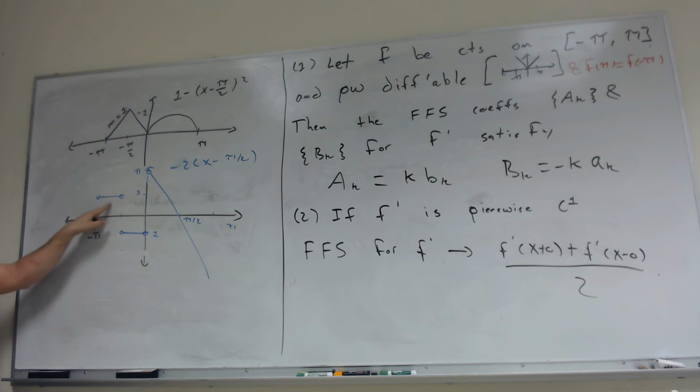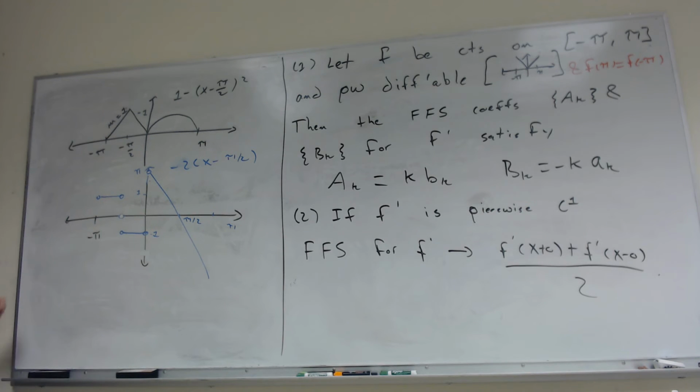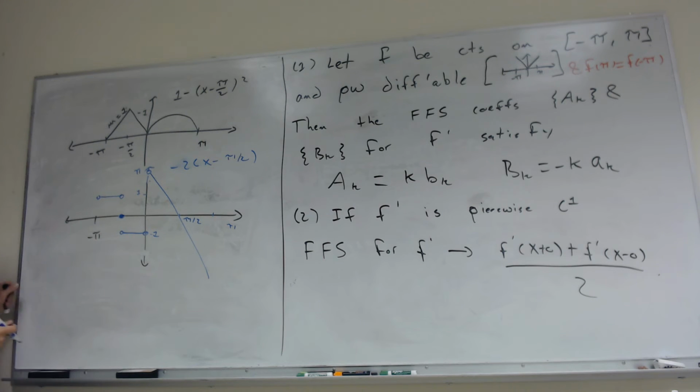Okay, so where the derivative is continuous, the Fourier series will converge there. Here's a jump discontinuity. It's 1 here, it's minus 1 here. And the average is going to be equal to 0. So that's where the full Fourier series will converge. Let me fill that in.